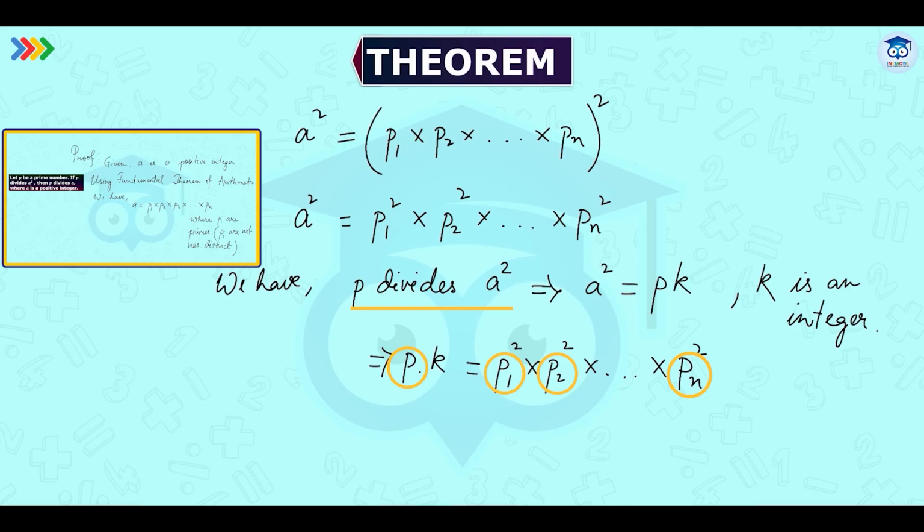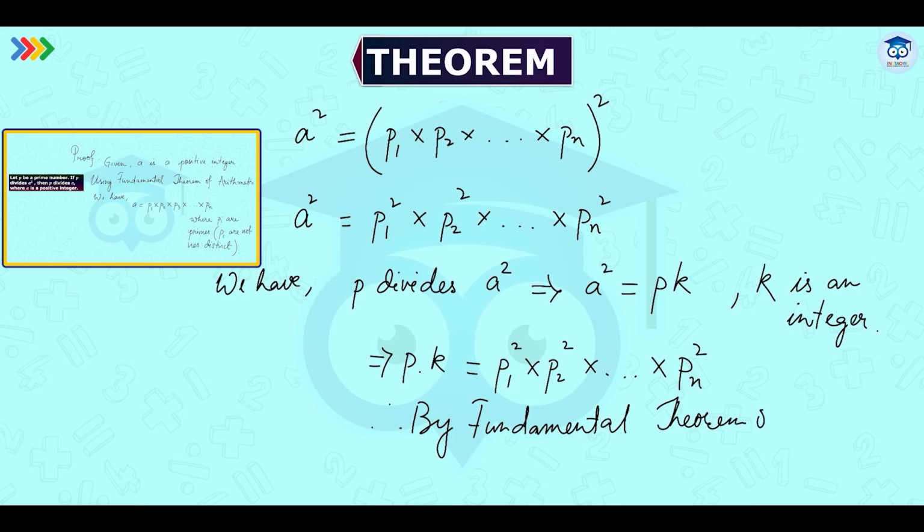So therefore, by the Fundamental Theorem of Arithmetic, we have P is equal to any Pi. So this i is from 1 to n, right? It can be P1, P2, P3 and so on.